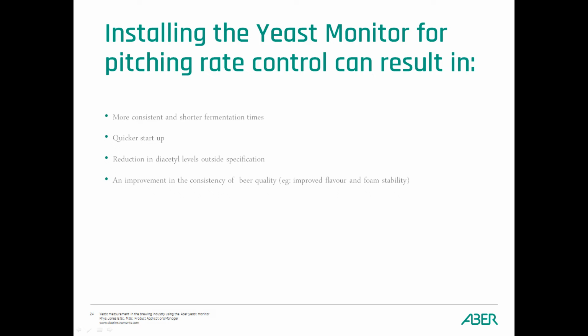With this more accurate and consistent pitching, to achieve repeatable pitching rates, we can expect a more consistent pitch with shorter and predictable fermentation times. Consistency of product leads to a reduction in off flavors, such as those caused by increased diacetyl levels outside of specification, and an improvement in the consistency of the product quality.